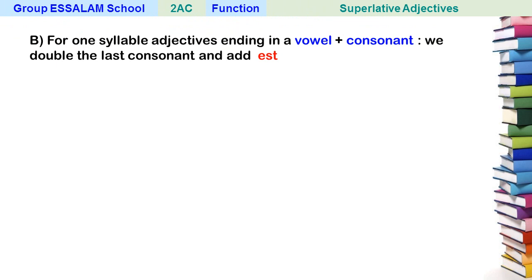B, for one syllable adjectives ending in a vowel. So we are still in short adjectives. Here we have a different way. For one syllable adjectives ending in a vowel plus consonant, we double the last consonant and add est. So for example, we have fat, one syllable. Here I have already underlined the consonant T. So we have a vowel plus consonant. If it is the case, we should double the last consonant and add est.